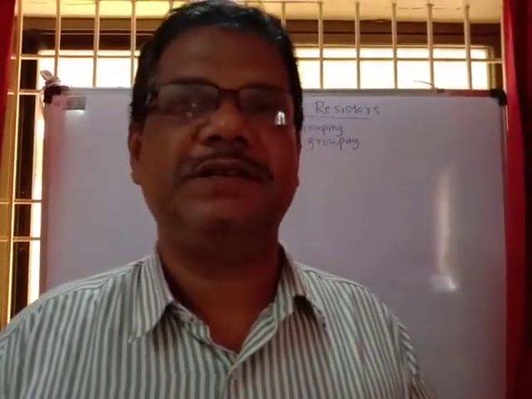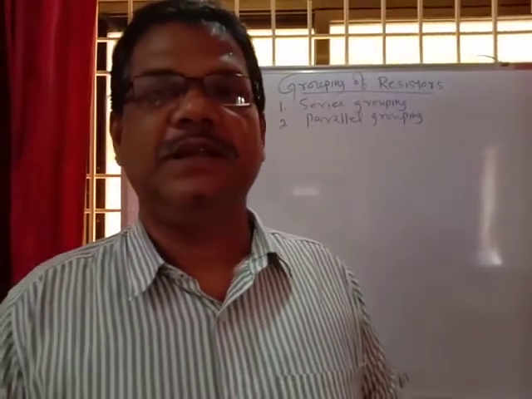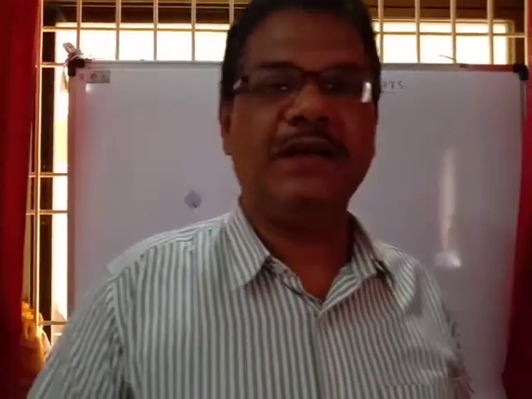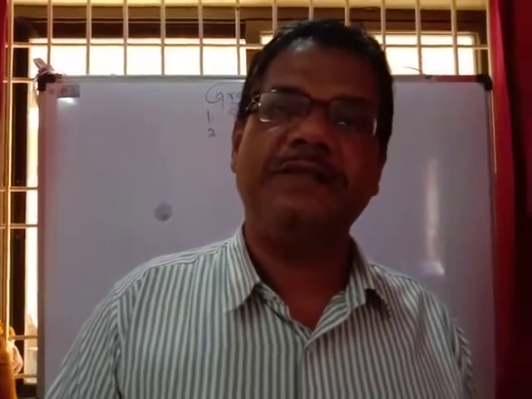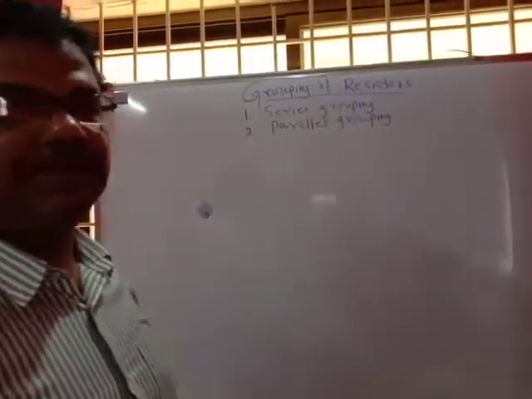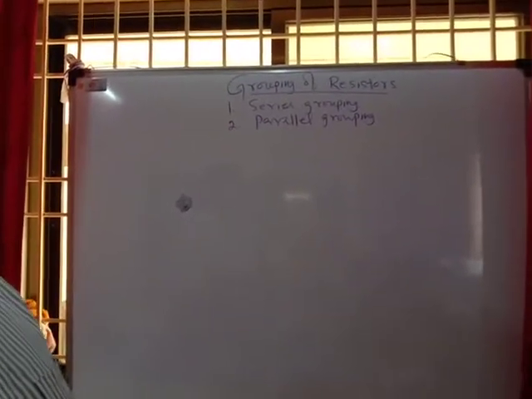Today we have to discuss the grouping of resistors. The resistors are grouped because if you have different resistors and you group them, you can get the effective resistance, the equivalent resistance. That grouping of resistors is of two types: one is the series grouping, another is the parallel grouping.